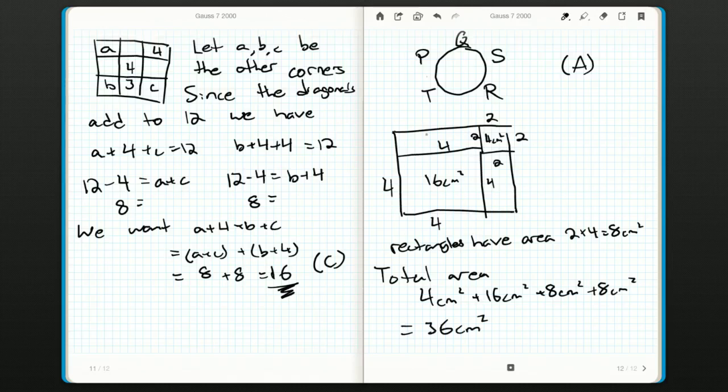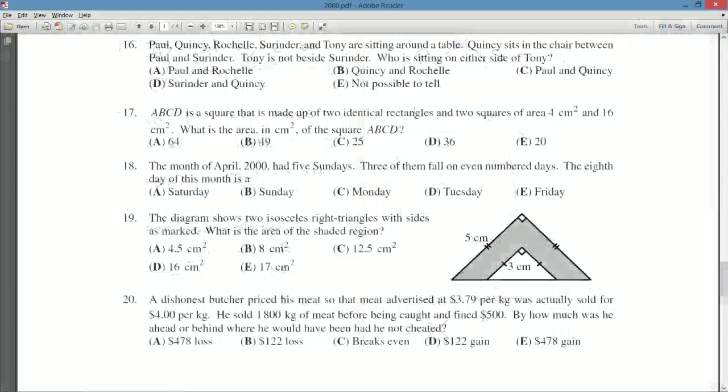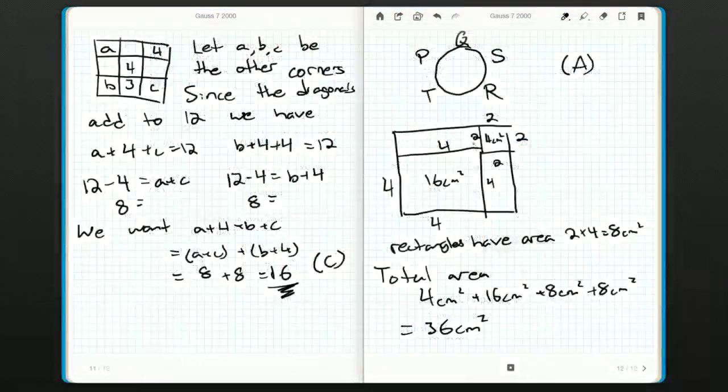Either way that we do it, add up each of the individual areas, or realize that the big square is going to have side length of 6. Either way, 36 centimeters squared is our final answer. And hopefully that is one of the possibilities, and there it is, D, 36. And that about does it for question number 17 on this Gauss paper.